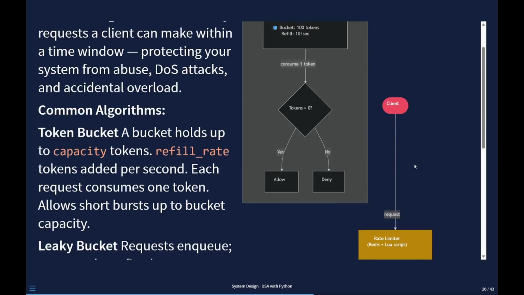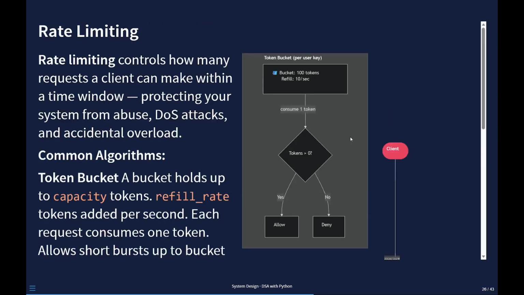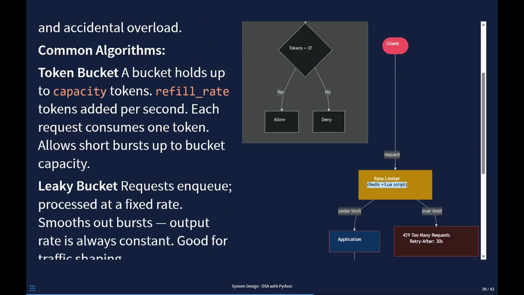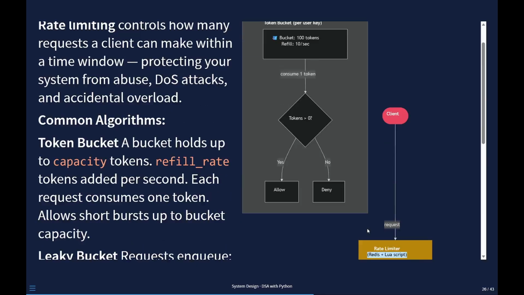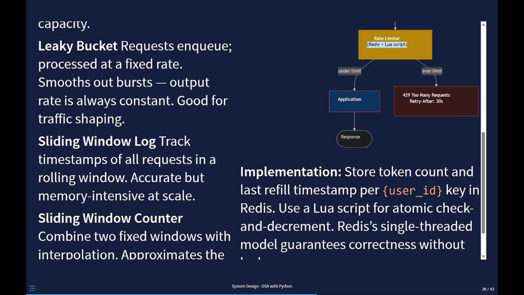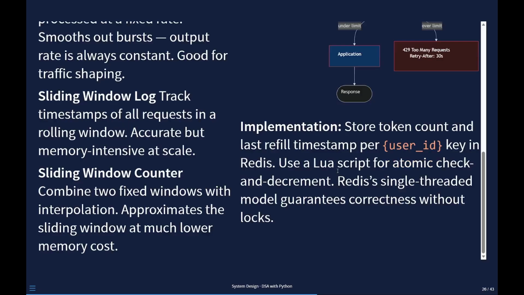Click the implementation. For each unique client, keyed by user ID and endpoint, store a token count and last refill timestamp in Redis. Use a Lua script to atomically check and decrement the token count. Redis runs Lua scripts as a single atomic operation. No race conditions, no locks needed.